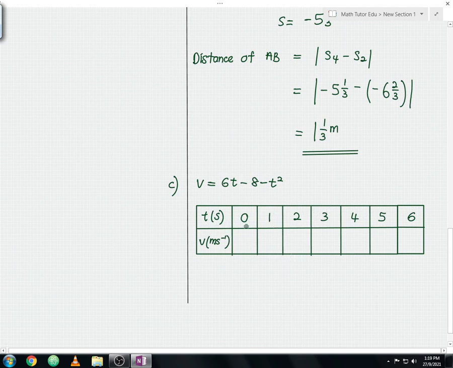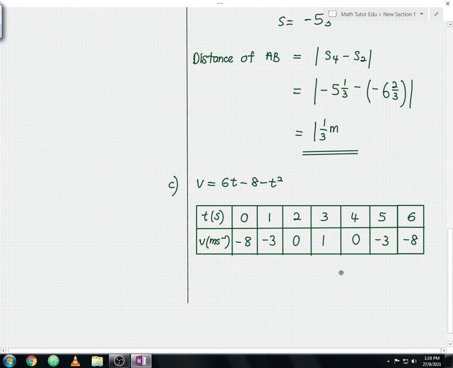Okay, so when t = 0, you get v = -8. When t = 1, you get v = -3. So you just continue with t = 2, t = 3, t = 4, t = 5, and t = 6. When you substitute these into the velocity equation, you get 0, 1, 0, -3, and -8. Okay, so this step is very important. By using this data, we are going to sketch the graph of velocity and time.